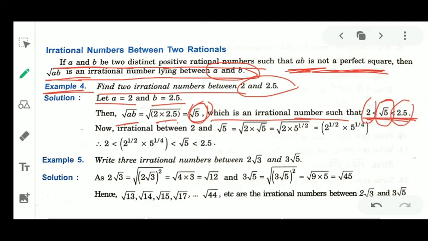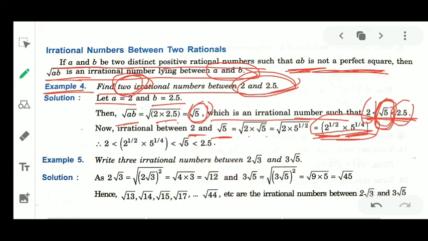But the question asks for two numbers. That's why you have to find another irrational number. For that we have to take 2 as a and root 5 as b. Now root over of 2 into root 5 gives us 2 to the power 1 by 2 into 5 to the power 1 by 4. Okay, so these are the two irrational numbers, root 5 and 2 to the power 1 by 2 into 5 to the power 1 by 4. These are the two irrational numbers between the numbers 2 and 2.5.